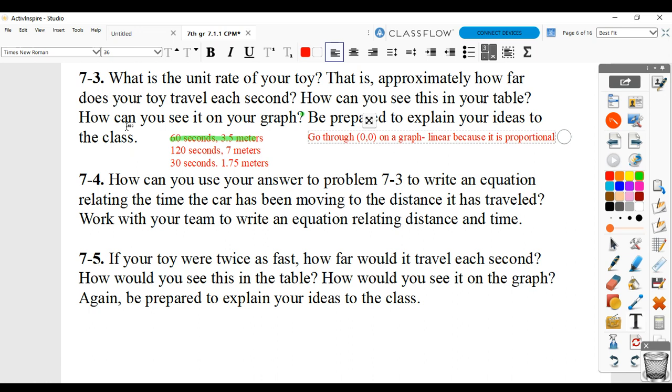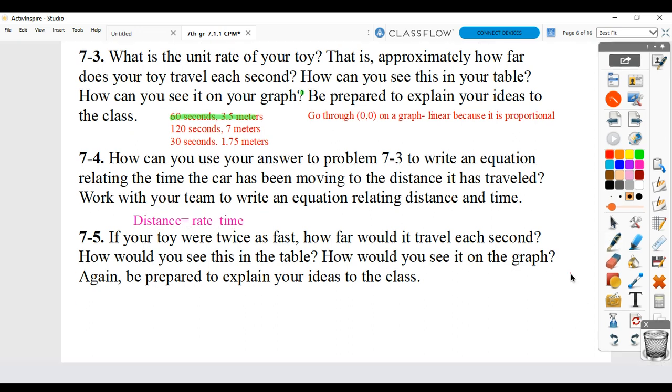Now, for 7.4, the idea is how can we write an equation that relates the time that it's been moving to the distance it traveled? So what we want to do is to recognize that if we were going to create an equation, the distance that the car travels would be equal to its rate times the time that it traveled. And I'm using the x for multiplication. I could also use a raised dot.